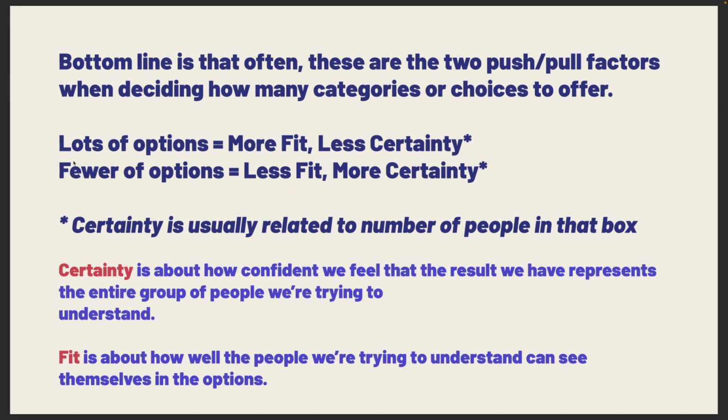So that's how certainty goes up and down in relation to the number of people in the box. So if you ask, what is your sexual orientation, and you provide in your survey lots of options, you're more likely to have people taking your survey see an option that feels like a good fit to them. But because you have more options, you're going to have more boxes with a small number of people in them, so you're going to have less certainty. If you do fewer options, it's reversed. Fewer options means less fit, more certainty.